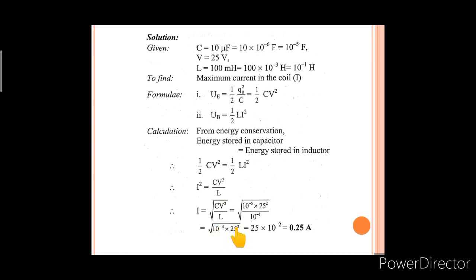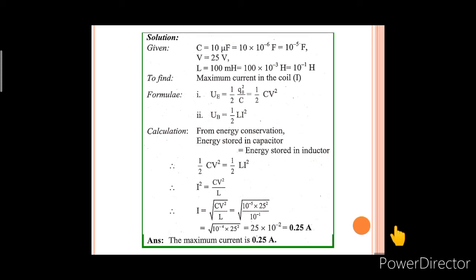So we have to take the square root of this 25 square into 10 raised to minus 4. Square root of 25 square will be 25 and square root of 10 raised to minus 4 will be 10 raised to minus 2. 25 into 10 raised to minus 2 would be 0.25 ampere. So finally we can write down our answer. The maximum current in the coil I is 0.25 ampere.